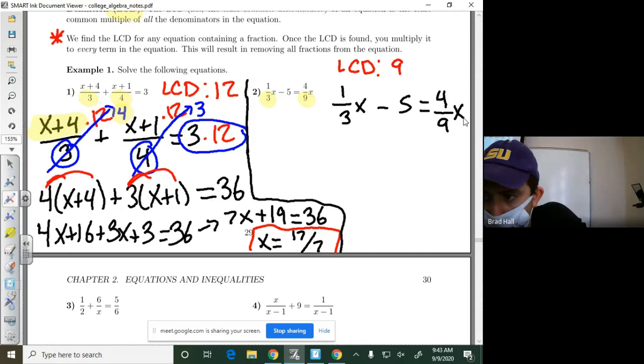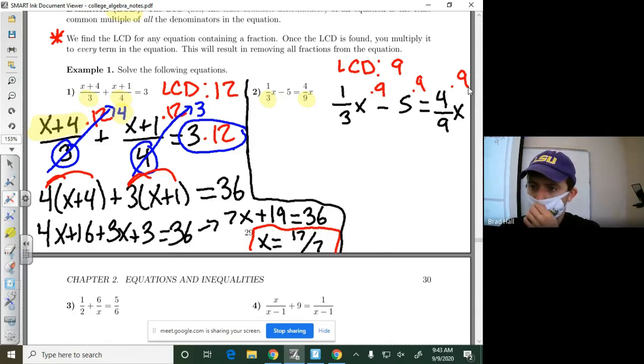And now I'm going to multiply everything by 9. So once we find the least common denominator, we multiply it to every term, whether it has a fraction or not. So that's why I'm multiplying every term by 9. And so naturally, the next thing is we are going to cancel out the fractions by seeing how the denominator interacts with the least common denominator.